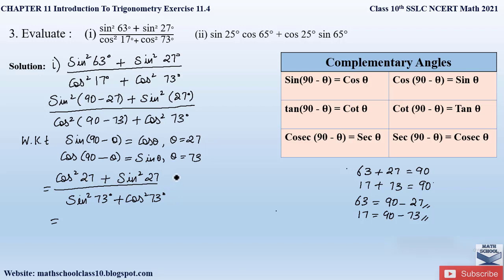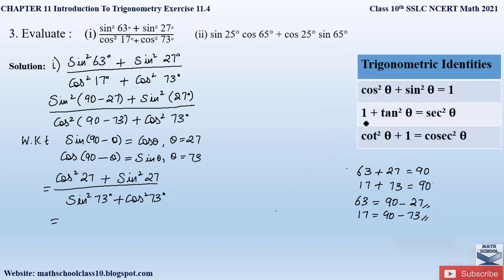Here again, we can apply the trigonometric identity which we have learnt in our previous videos, that is cos square theta plus sin square theta is equal to 1. Here the theta value should be the same for both cos and sine. Again here we have the same theta value, that is cos square 27 degree plus sine square 27 degree.